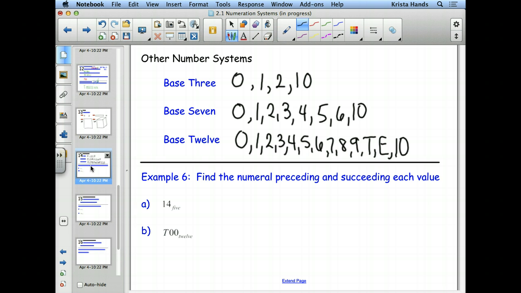Now, let's go one at a time here. In base 3, what would come after 1, 0? 1, 1. And then 1, 2. I've got all the digits 0, 1, and 2, right? So I can have a 1, 0, a 1, 1, and 1, 2. Can I have a 1, 3? No, because there are no 3s. So I've run out of digits again.